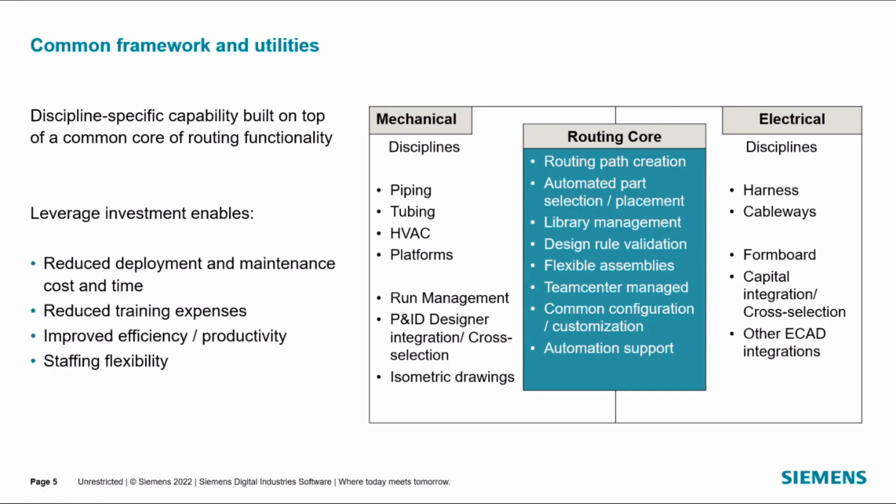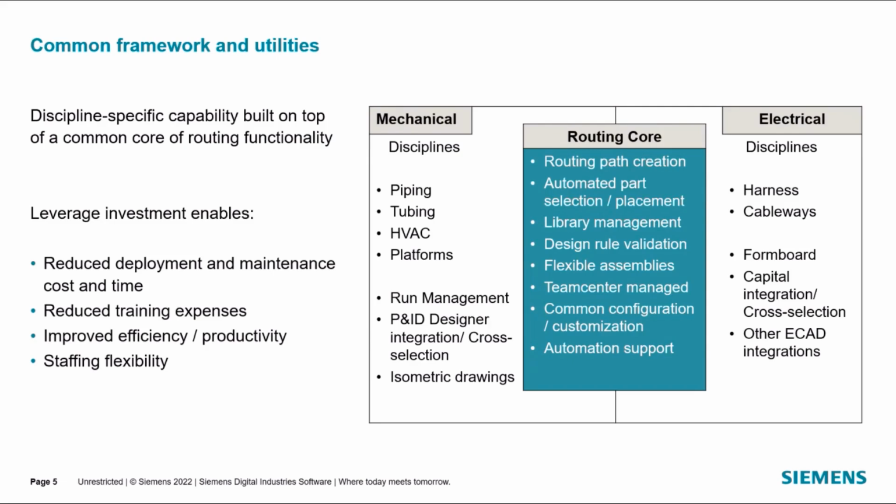So one of the things that you're going to see here is that there might be some commonality that you'll notice between different routing modules in NX. So there's two primary modules that you'll see: electrical and mechanical. We're going to focus mainly on the electrical side of things today.